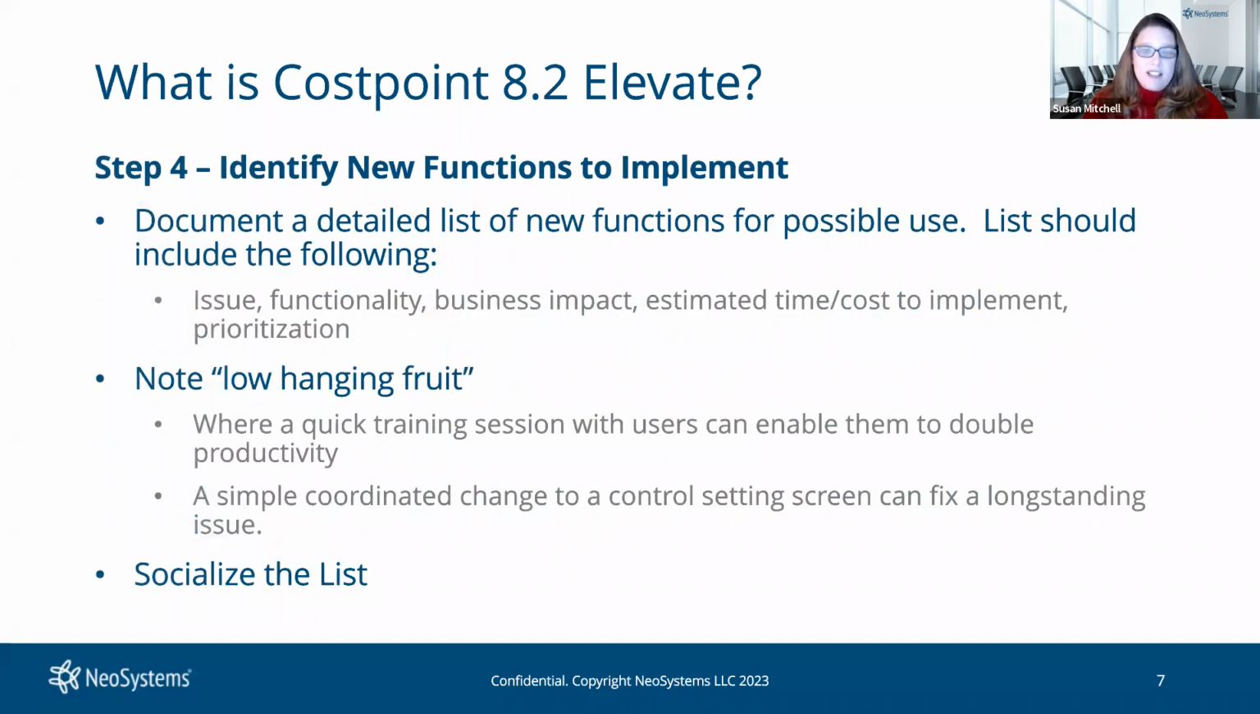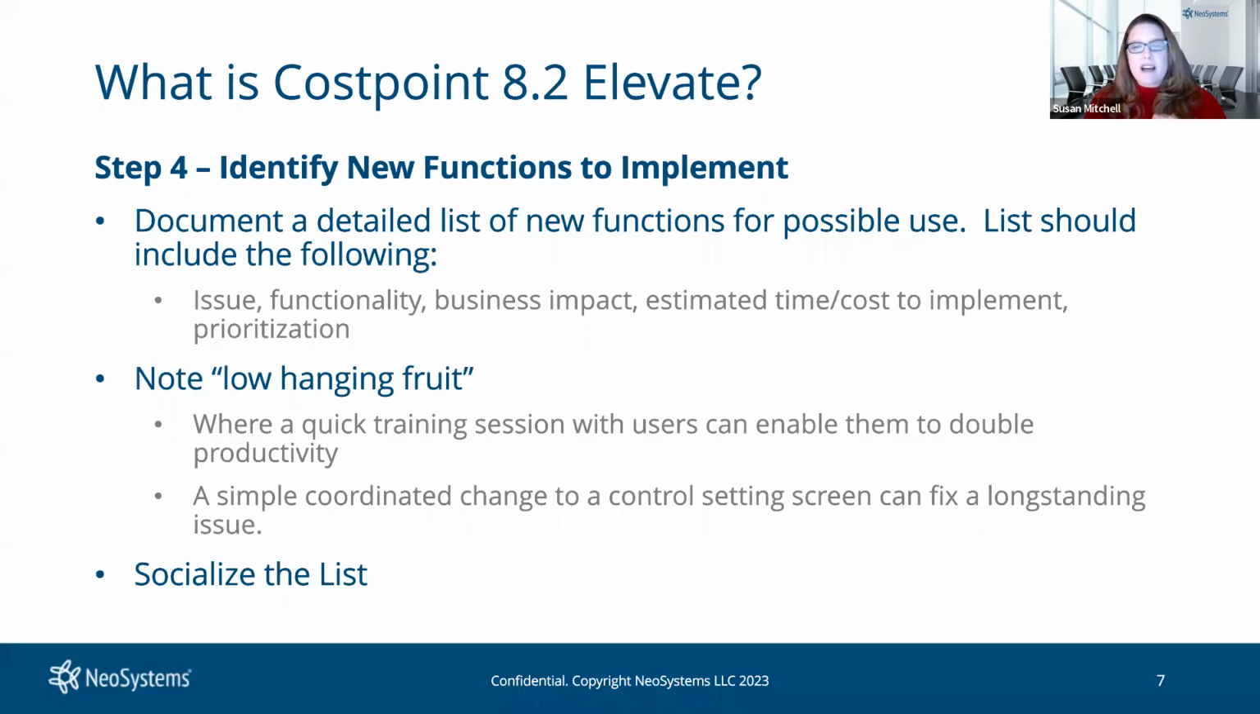Step 4, identify new functions to implement. Once you've gone through these first 3 processes, this is when you can start looking at the 8.2 features and things that are coming out. You can essentially start to do your mapping. This is where you would want to document a detailed list of new functions for possible use, and list those items and include the following.